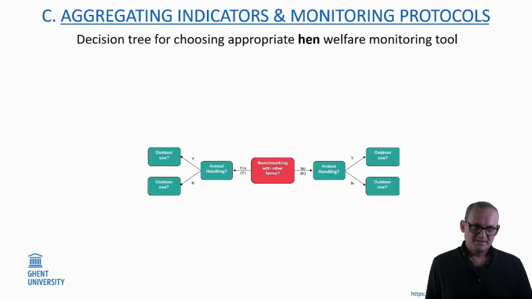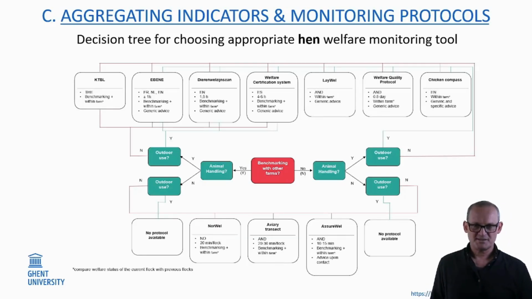Another aspect in the decision tree could be, do you want to also include farms where the animals have an outdoor area? And do you want to include that aspect in the assessment? The answer could be yes or no. And then you get a list of possible protocols that are available according to your requirements.